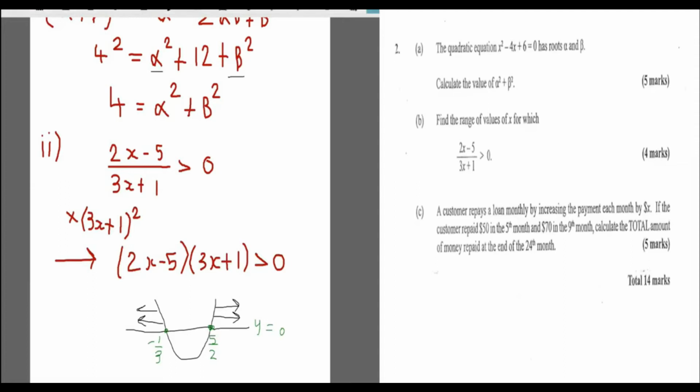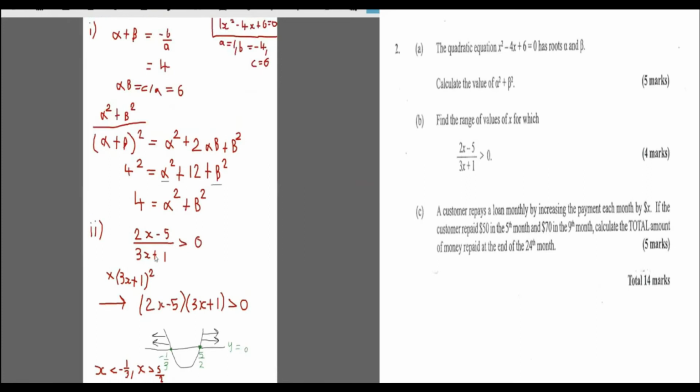So let's write down our solution now. Our solution is going to be x is less than minus 1 over 3 or x is greater than 5 over 2. That's the solution. Nice and easy. So far, nothing too tricky, everything nice and easy.